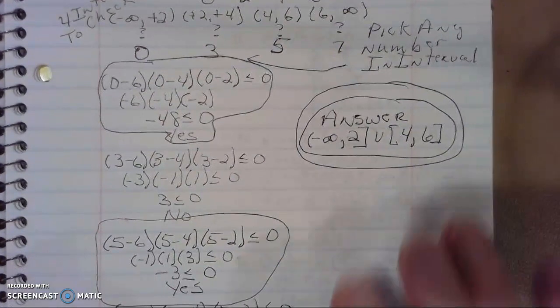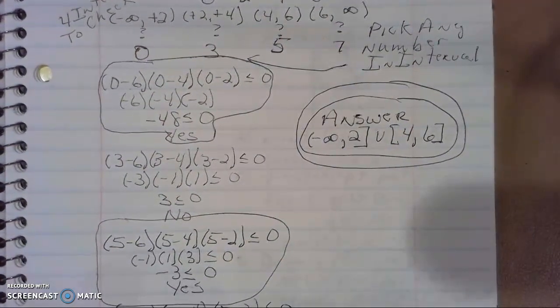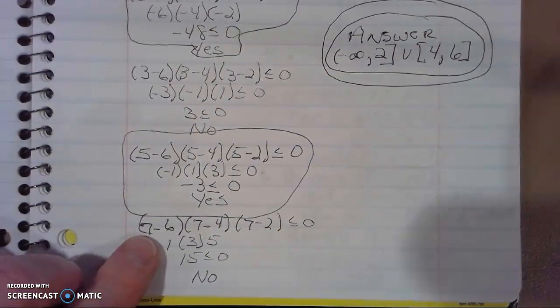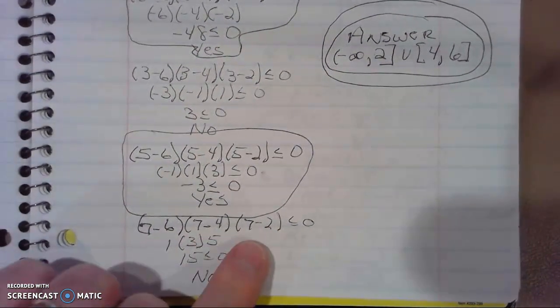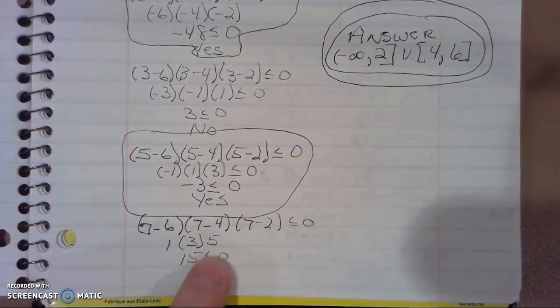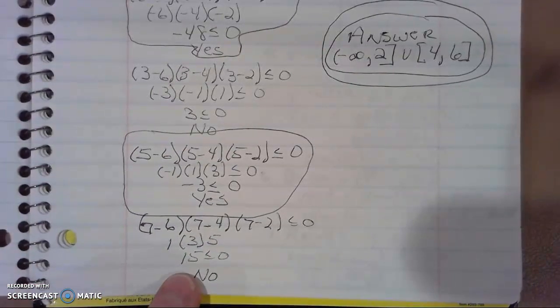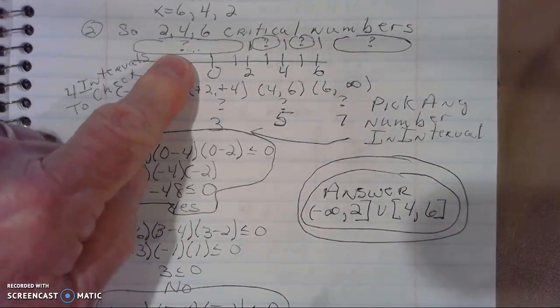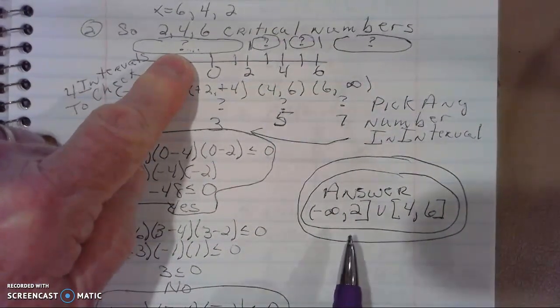Then I go to my last area, which is all the way to the right of the 6. And so I try 7 as my number. 7 minus 6, 7 minus 4, 7 minus 2. All of those come out as positive numbers. I get 15. Is that less than 0? No.